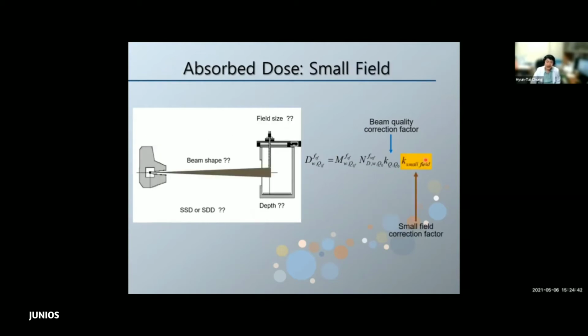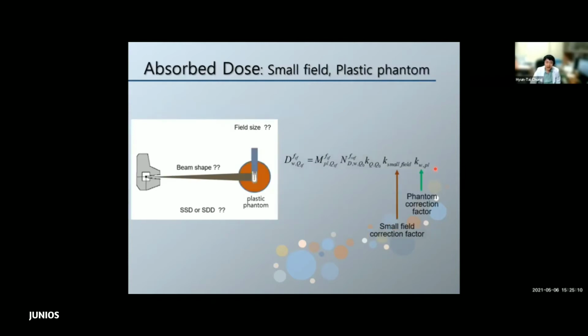But for small field situations, the beam shape, field size, depth, SAD can be different. For Gamma Knife, all of these factors are not the same as the reference field. So in addition to the beam quality correction factor, we need another factor considering these differences. Let's call it the small field correction factor for the time being. And for Gamma Knife, it is even more complicated because we use a plastic phantom in spherical shape. So we need another correction factor, and let's call it the phantom correction factor.